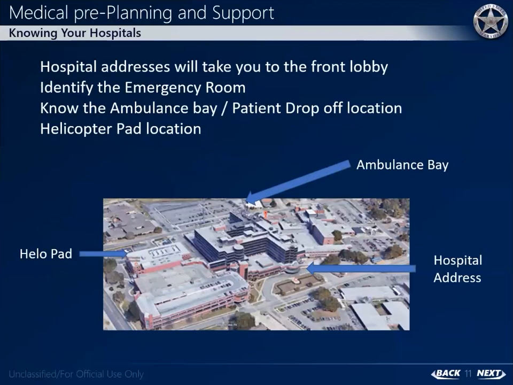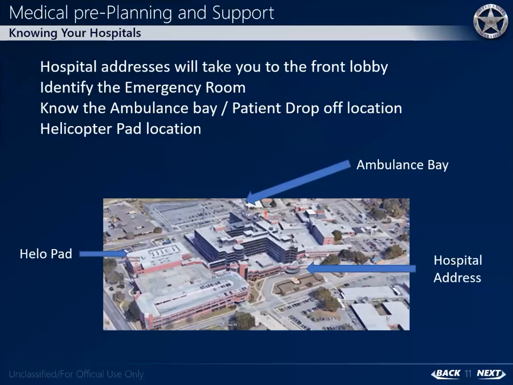Now that you know which hospital is the best to evacuate to, knowing your hospital's layout is the next important step in medical planning. If you Google an address to the hospital, there's a good chance that address will direct you to the front lobby and not the emergency room. It's important to know how to get to the ER.